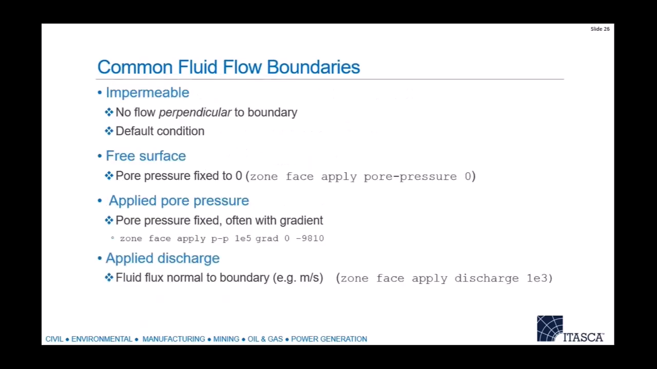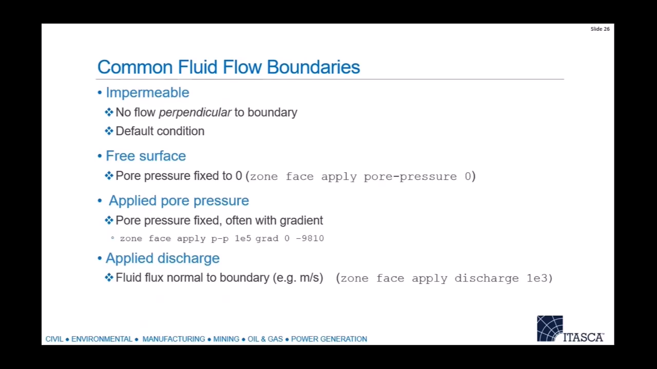What boundary conditions are there? Well, if you don't specify a boundary condition, it's impermeable by default. So if you don't specify anything, it's just an impermeable boundary. You can fix the pore pressure to 0. That's a free surface that water can leak out of for whatever reason. And you use that with the zone face apply pore pressure 0 command. You can set a pore pressure value. Typically, this is whatever the hydrostatic gradient is in your far field.